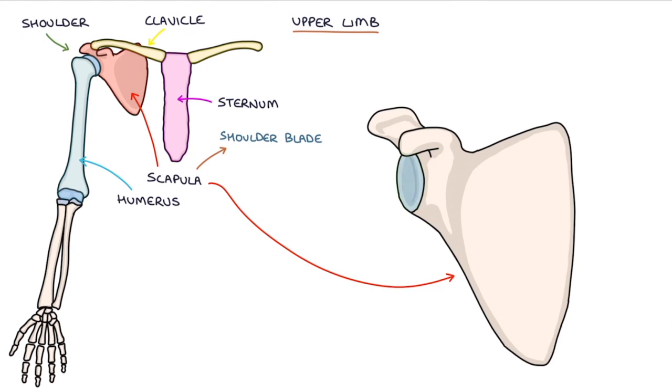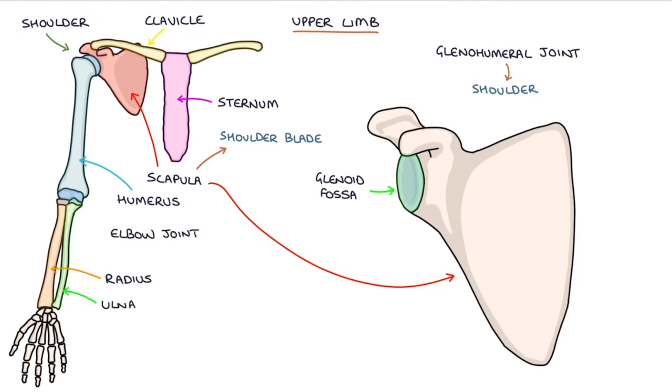On the scapula, there's a concave area called the glenoid fossa, and the head of the humerus meets the glenoid fossa to form the glenohumeral joint of the shoulder. If we move further down, the humerus meets the radius and the ulna bones at the elbow joint.